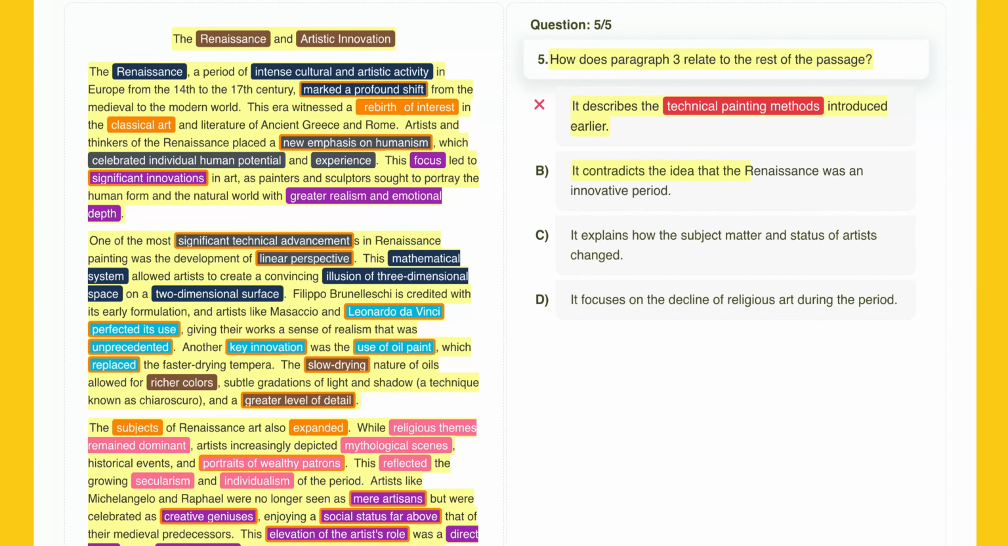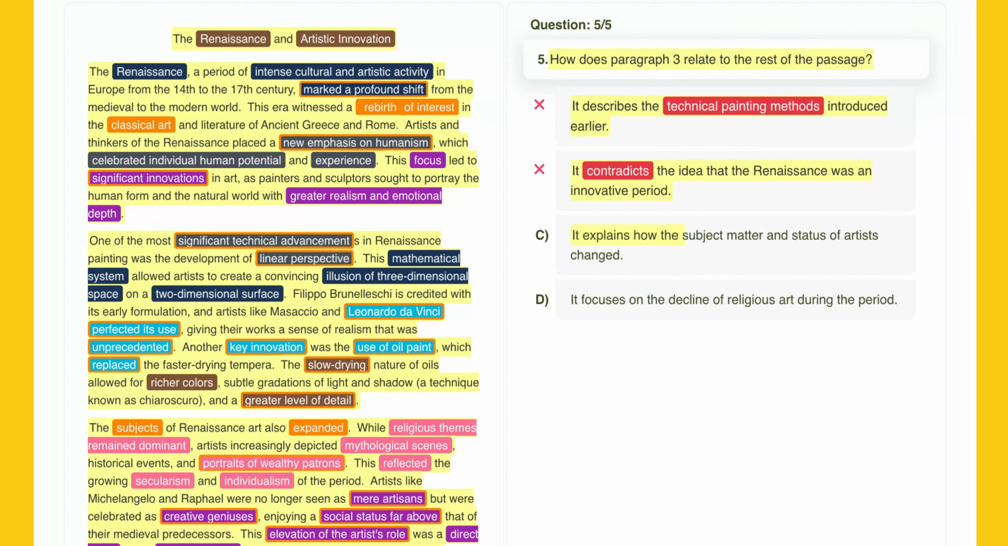It contradicts the idea that the Renaissance was an innovative period. Option B says it contradicts the idea of innovation. This is wrong. Paragraph 3 actually supports the idea of innovation by showing how artists became creative geniuses. It reinforces the era's importance. Incorrect. Now let's evaluate option C.